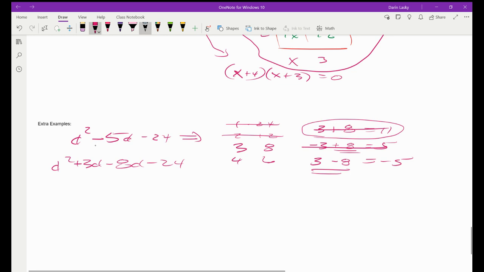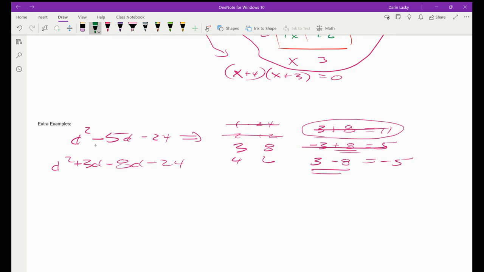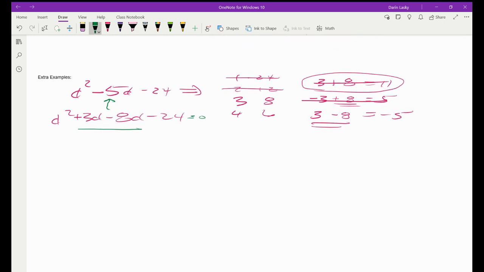Let's talk about our rule that we said earlier, real quick. What adds to make the middle term? Plus 3d minus 8d gives me negative 5d. But when I multiply those two together, 3 times negative 8 is negative 24. So it satisfies my answer so far. Now, you have your choice. You can go factor by grouping, or you can go the area model.